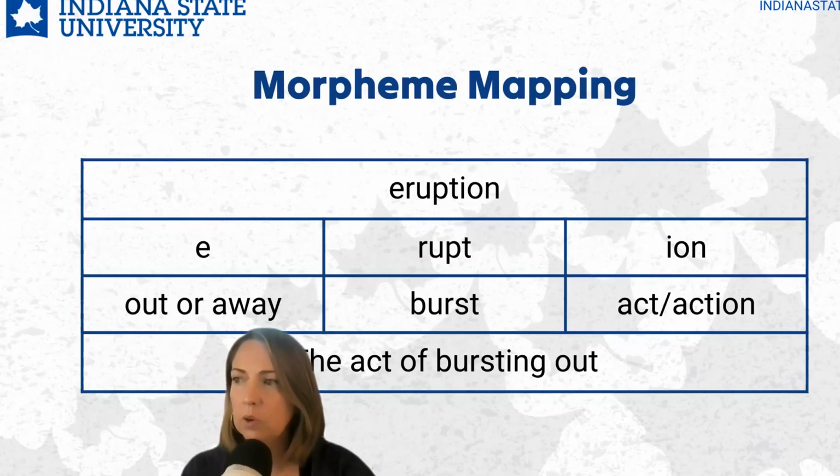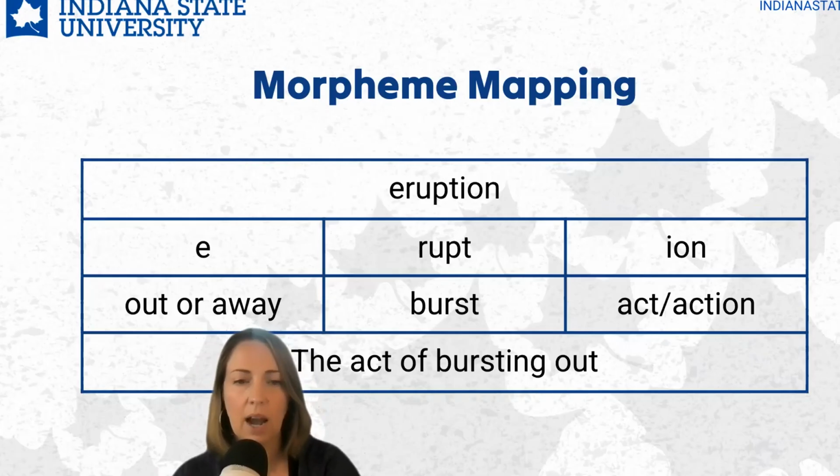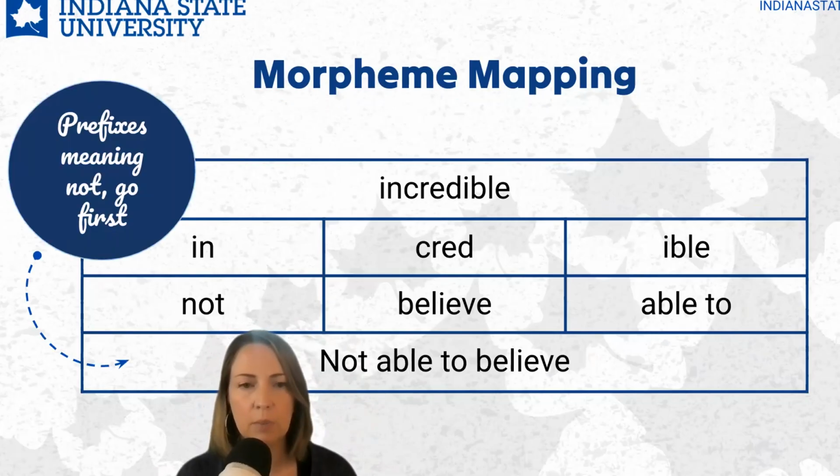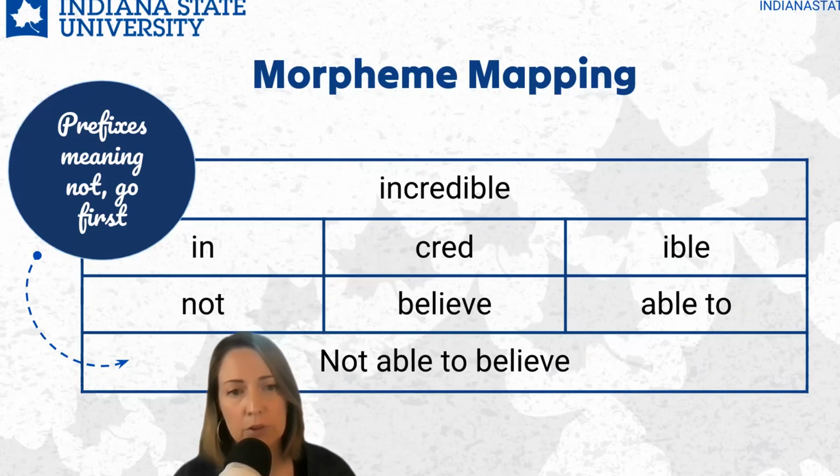Here's another example, the word eruption. We break that up into our morphemes: e, rupt, ion. E means out or away. Rupt means to burst. And ion is action of. So we map it backwards: the act of bursting out. And then the students would write that meaning or the definition. If we're using a prefix that means not, we start with the prefix first. So we say, if the word is incredible, not able to believe.